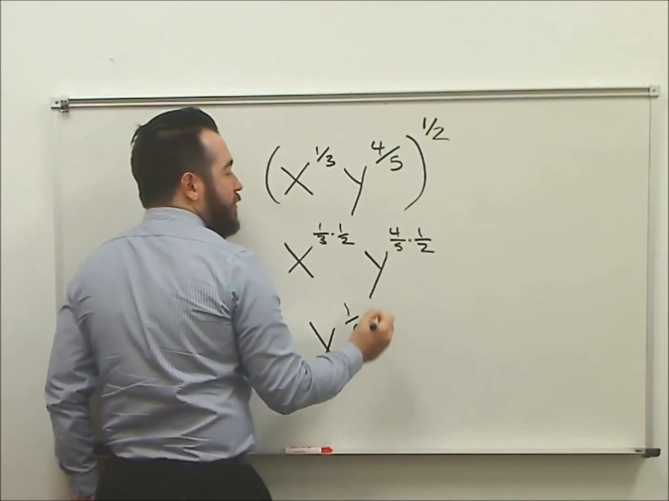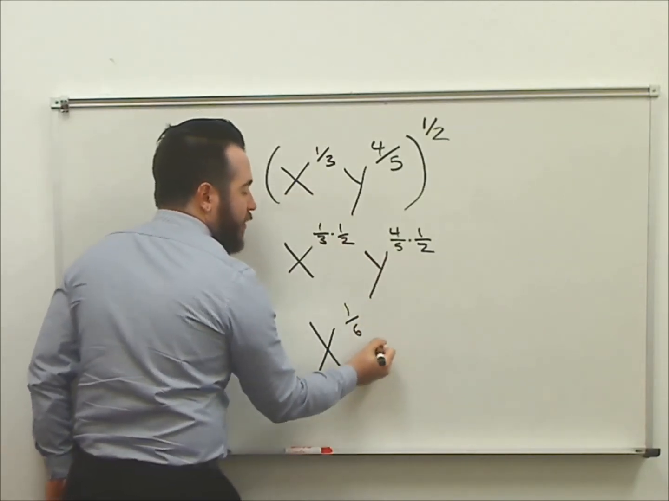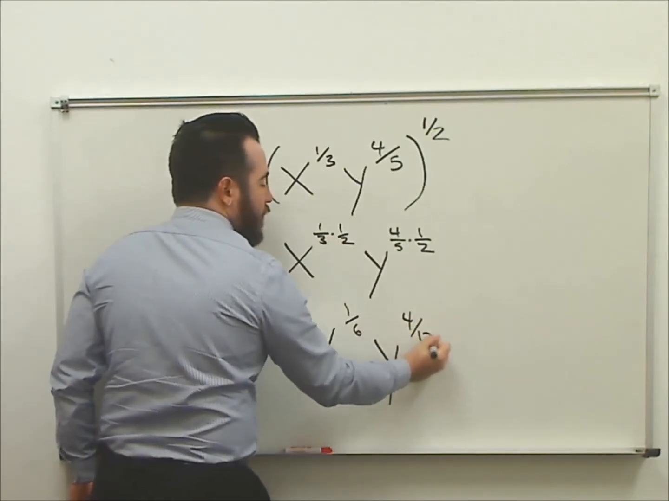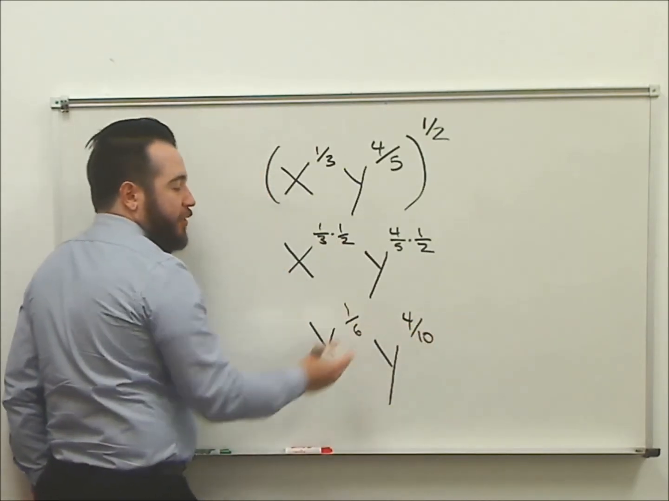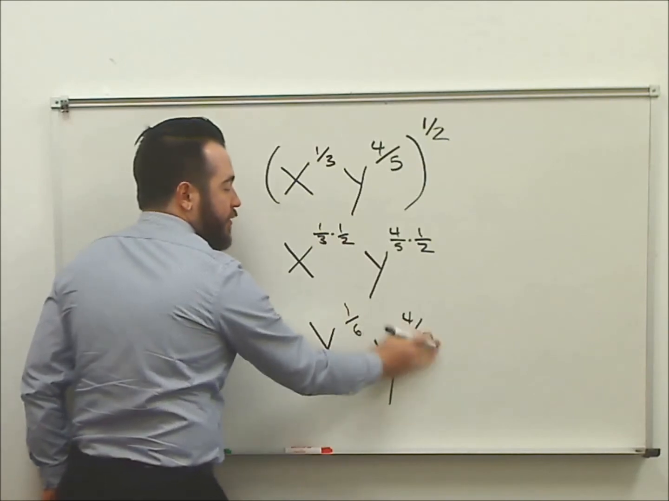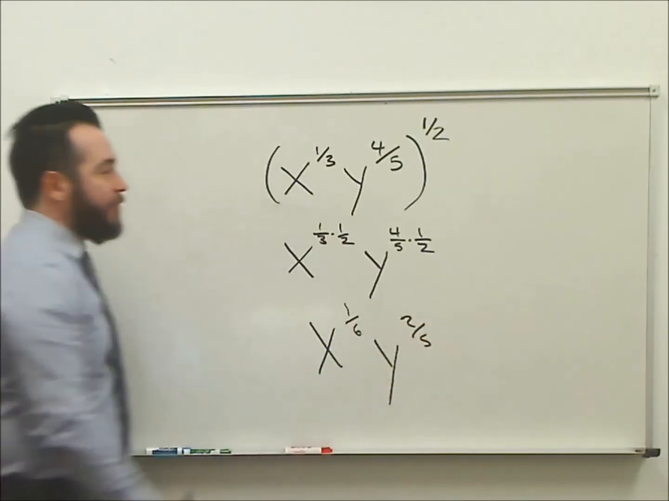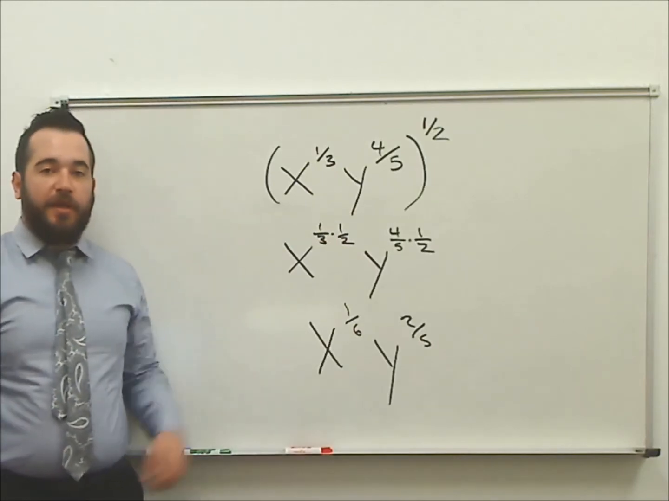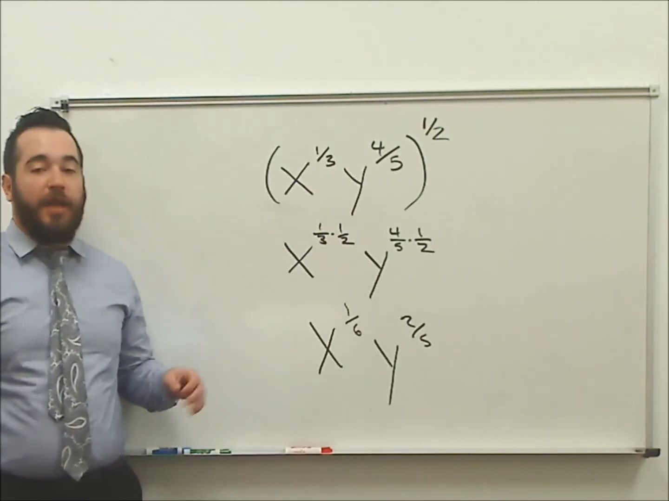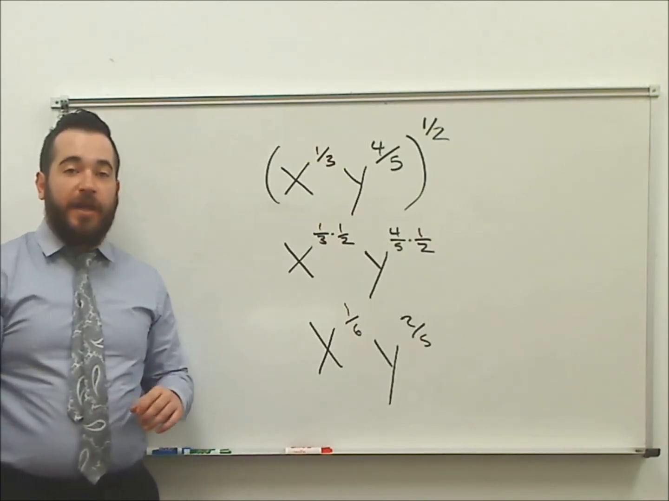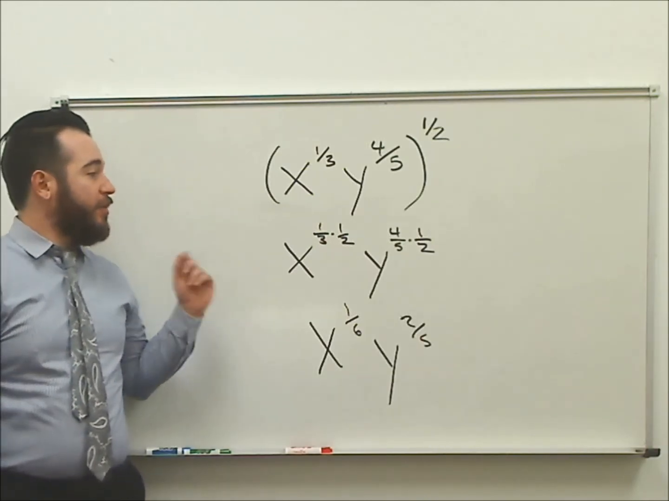4/5 times 1/2 is y to the 4/10, and just reducing that fraction, that would be 2/5. So there we are, an example with the exponent rule and fractional exponents. Next, let's take a look at simplifying expressions with exponents.